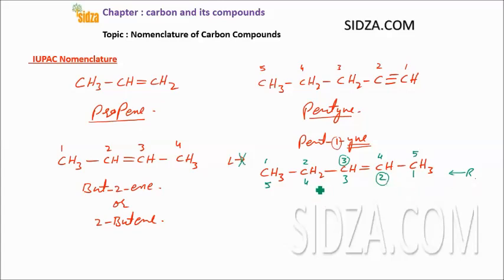And when I name it, I'll first mention the number of carbon atoms, which is the word root. So the word root for this compound will be pent. And there is a double bond, so it is pentene. But what is the position of the double bond? It starts from the carbon number 2, right? Because right side numbering is correct, not the left side numbering. So it will be pent-2-ene, right?